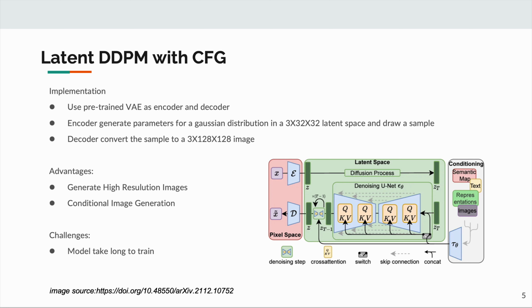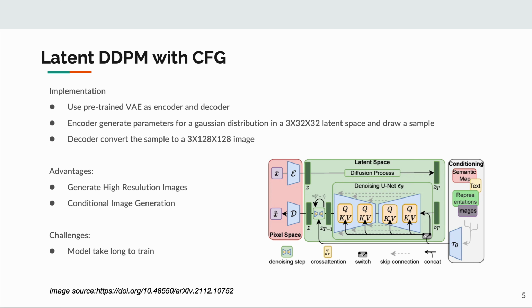Next, we implemented latent DDPM with CFG. We used a pre-trained VAE as encoder and decoder. The encoder generates parameters for a Gaussian distribution in a lower dimension, and the decoder converts this to high resolution images. This approach has the advantage of working on low dimensions while generating high resolution images. We observe faster training and conditional data generation can be easily implemented. However, training still took a long time due to limited resources.